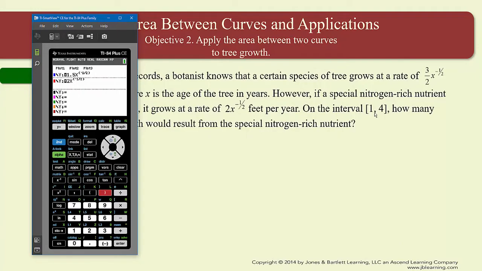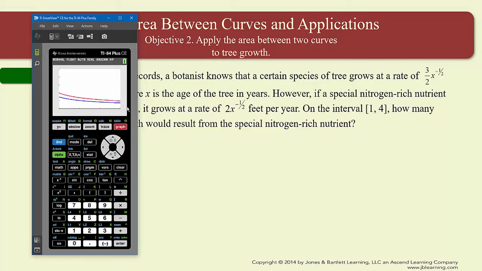I'm looking on the interval 1 to 4. So I think that would be from year 1 to year 4. So let me make my x min 1, my x max 4. The y's are going to be telling me something about feet, so I think a y value of 0 would be a good min. Y max, I don't know. I'm going to go with 5 just to see what happens. So here comes the graphs of those two rate functions.